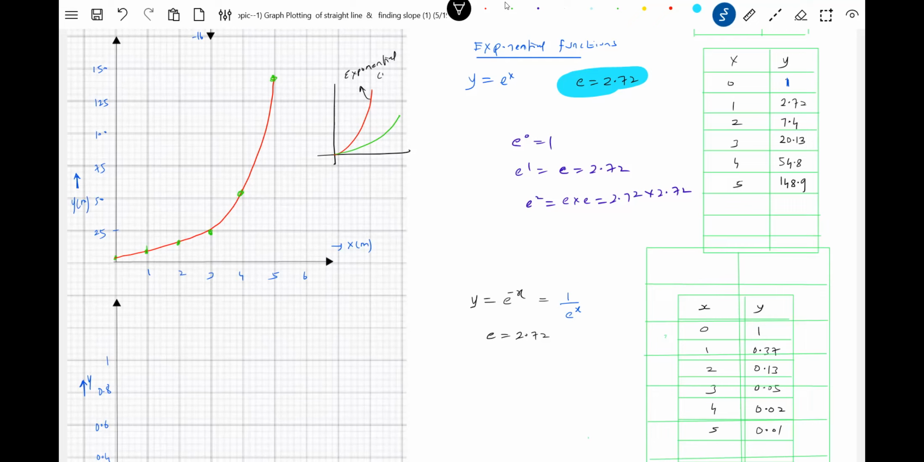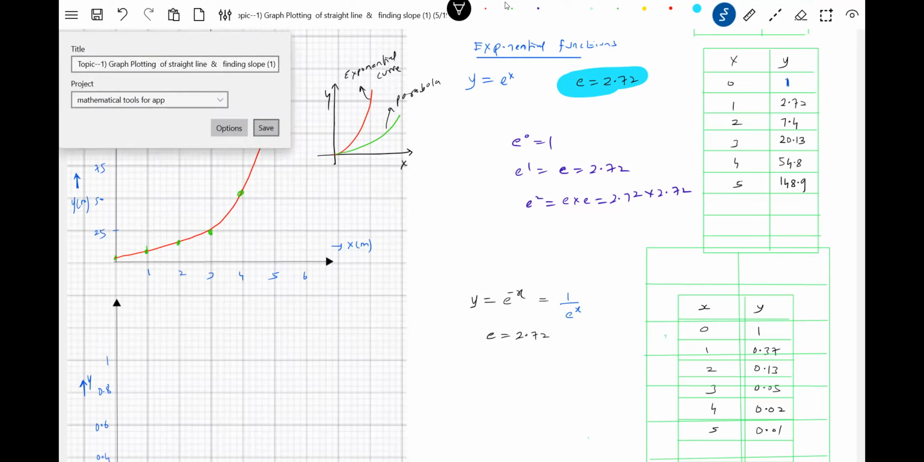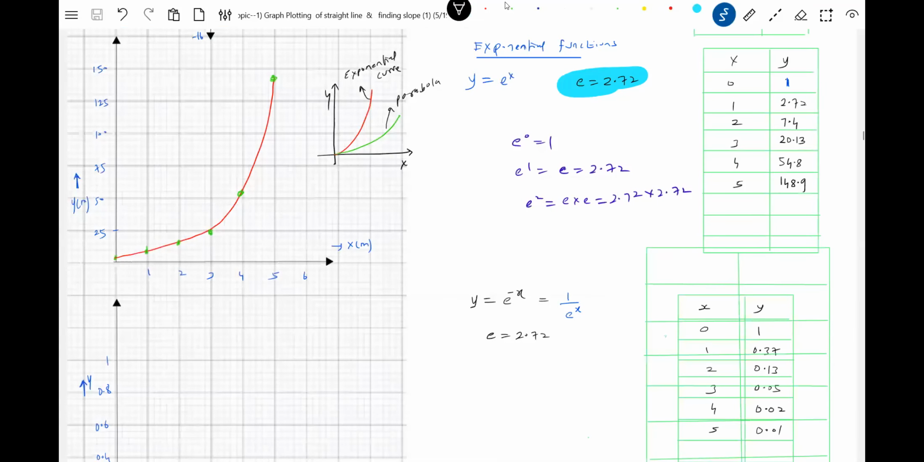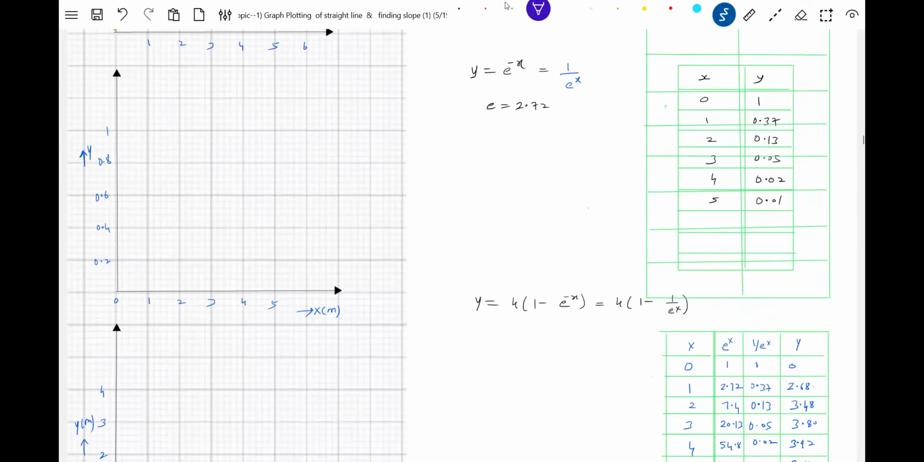Plot both the curves on one axis, then you can see the parabola. There's a difference. Let me save the content. We'll move forward. This is an exponentially increasing function. Shall we give it a specific name? Exponentially increasing function. Similarly, we'll see y equal to e to the minus x.